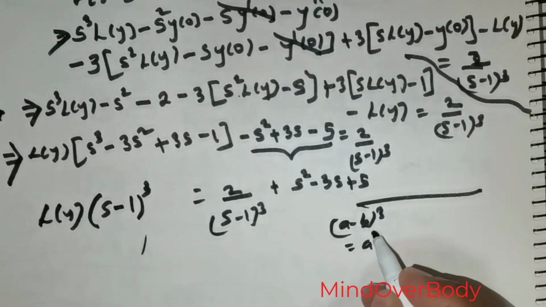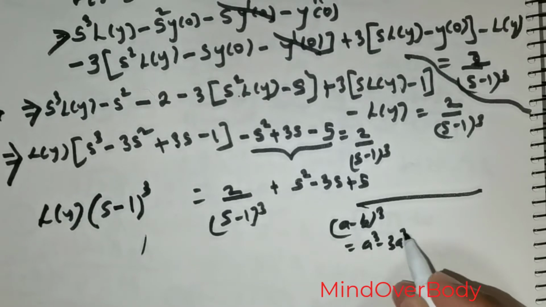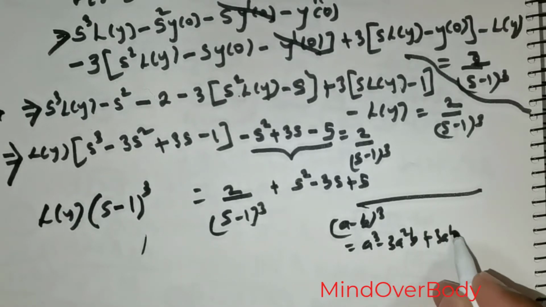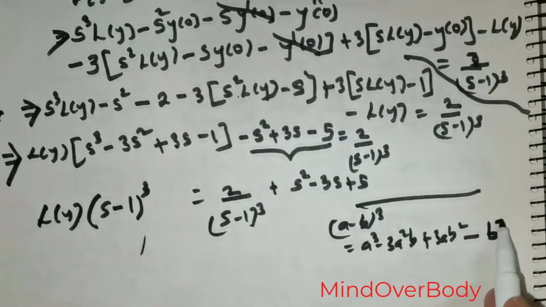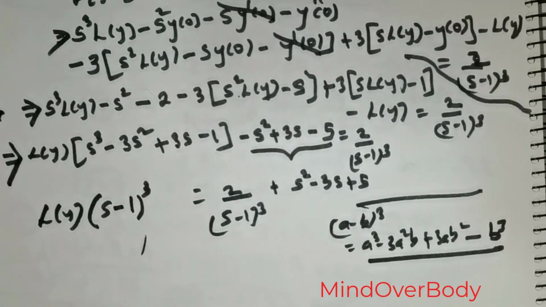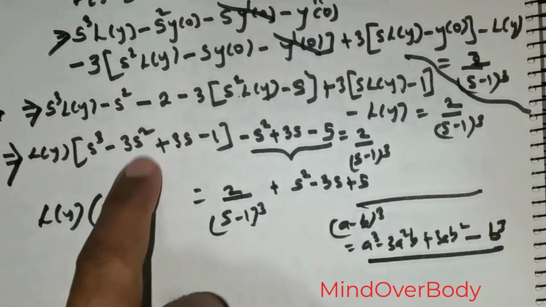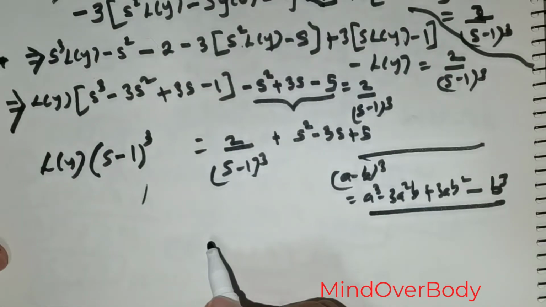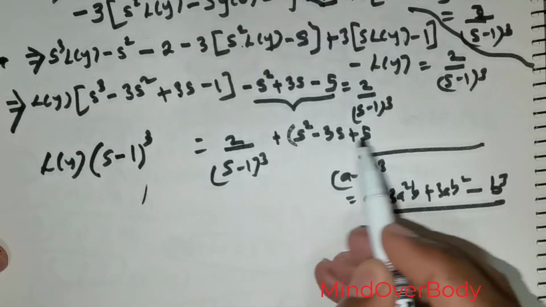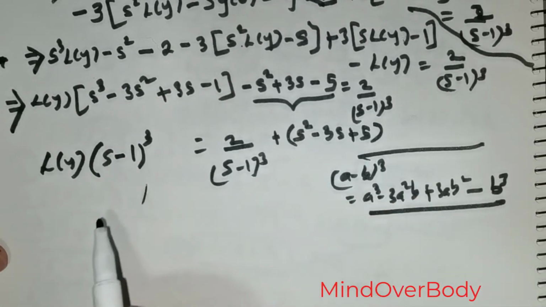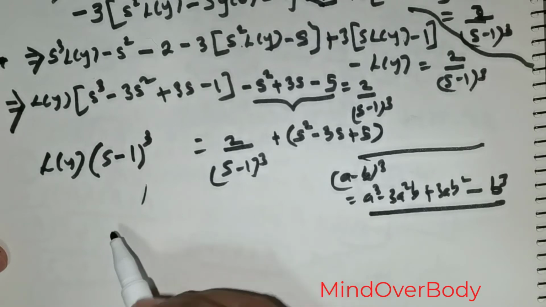So what is that? It's going to be a cubed minus 3 times a squared b plus 3ab squared and followed by b cubed. Right, this is the formula that we got. And before we could simplify this, we will have to bring the term down. So that is very much critical.